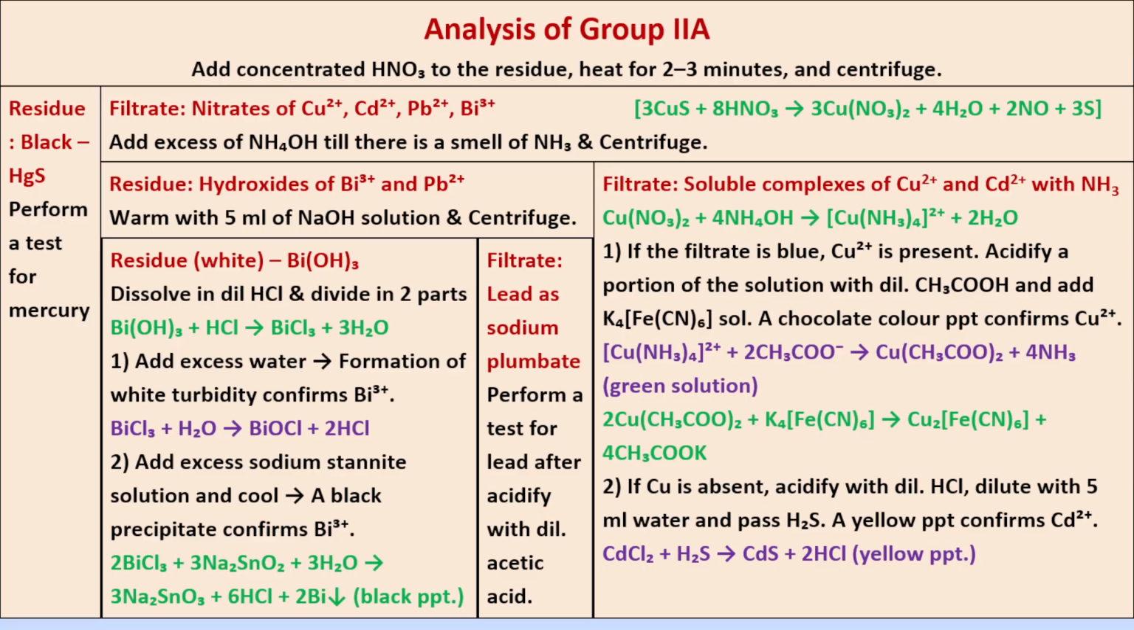To confirm copper, a portion of this filtrate is acidified with dilute acetic acid and a few drops of potassium ferrocyanide are added. The formation of chocolate colored precipitate of copper ferrocyanide confirms the presence of copper. If there is no blue color, test for cadmium. In the absence of blue color, copper is likely absent. The solution is then acidified with dilute HCl and hydrogen sulfide gas is passed through the solution. The appearance of yellow precipitate of cadmium sulfide confirms the presence of cadmium ion.